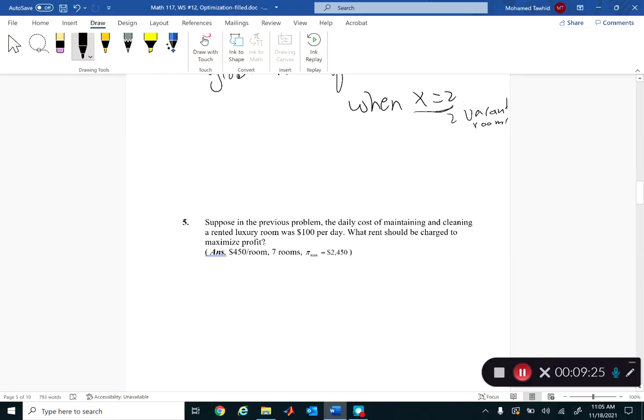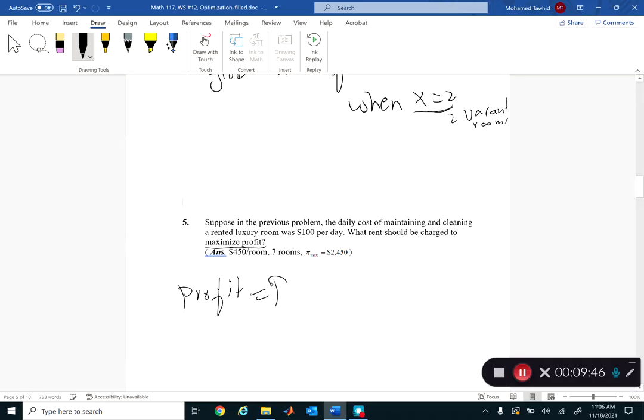All right. So now if I look at number 5, suppose that in the previous problem the cost of maintaining and cleaning a rented lecture room was $100 per day. What is the question? They ask you what is the maximum profit. So the question here is maximum profit. So what is the profit? How to get the profit?